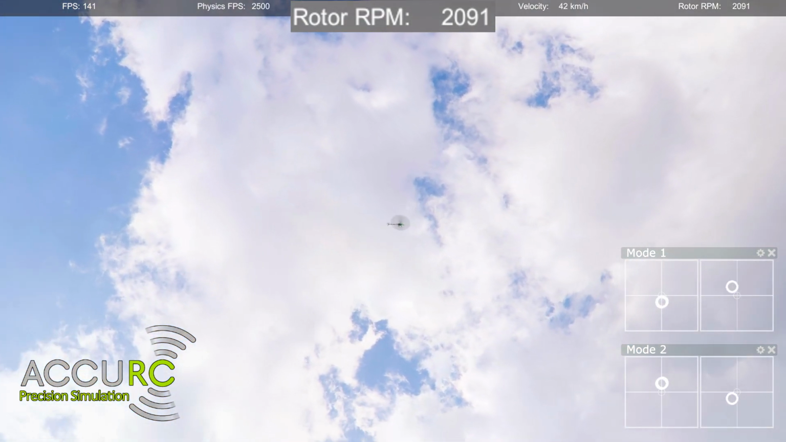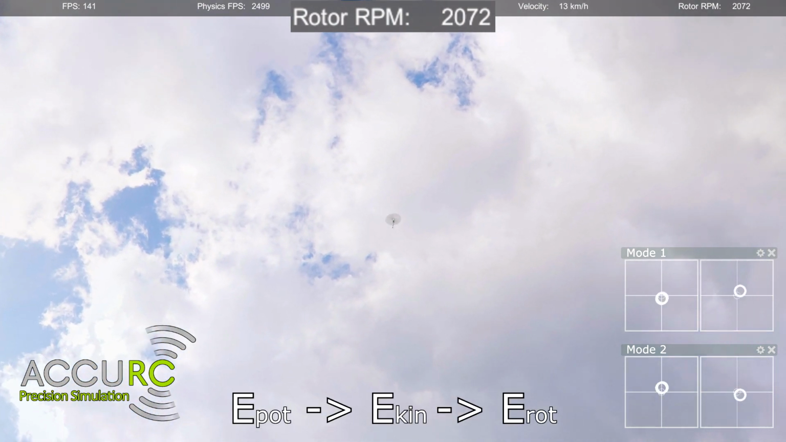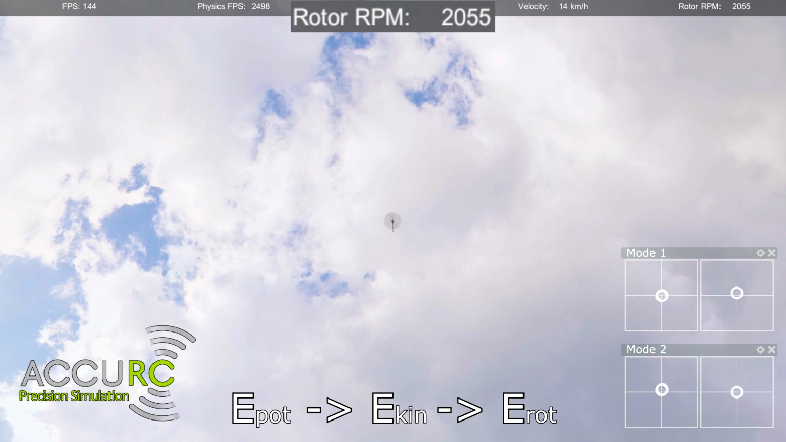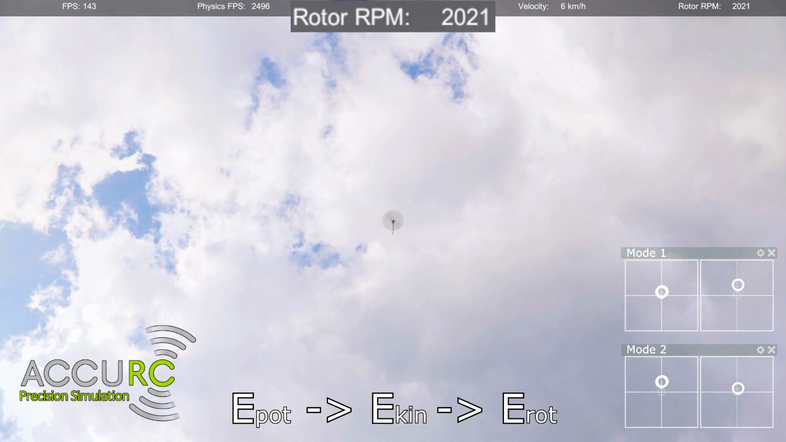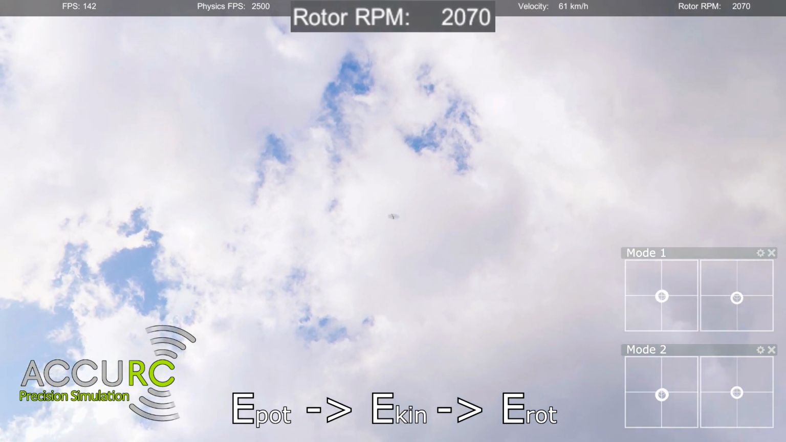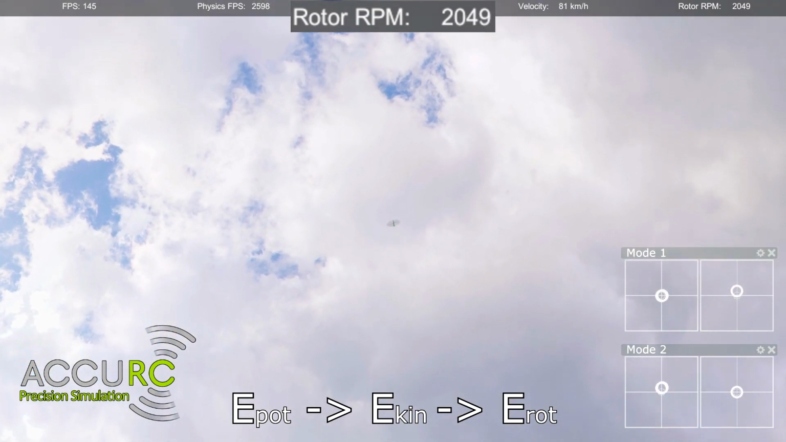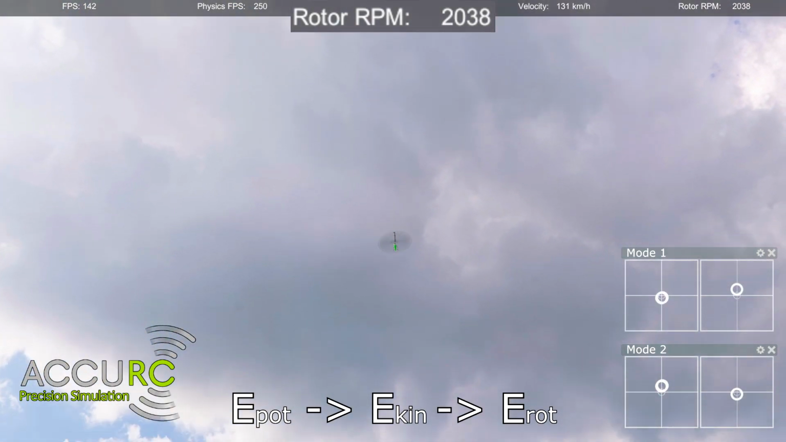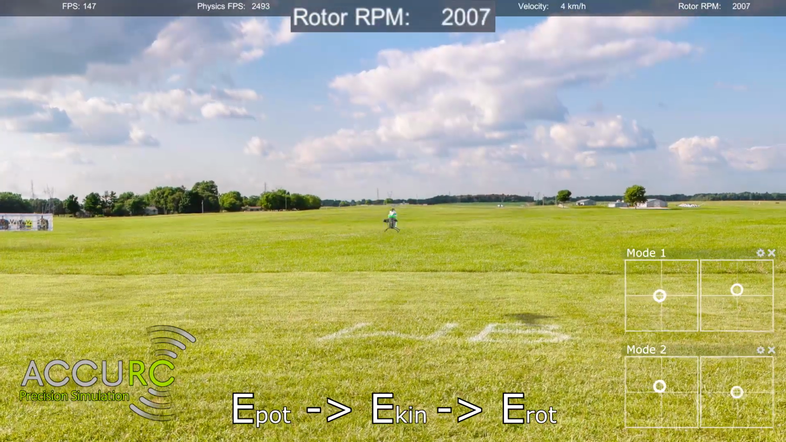Another thing we can do from potential energy is trade it for kinetic linear energy, so speed, and then trade that speed for RPM. So for example, if I fly up here, dip the nose, wait for it to build kinetic linear energy, and then put that into rotational energy, you will see that my rotor RPM climbed there.